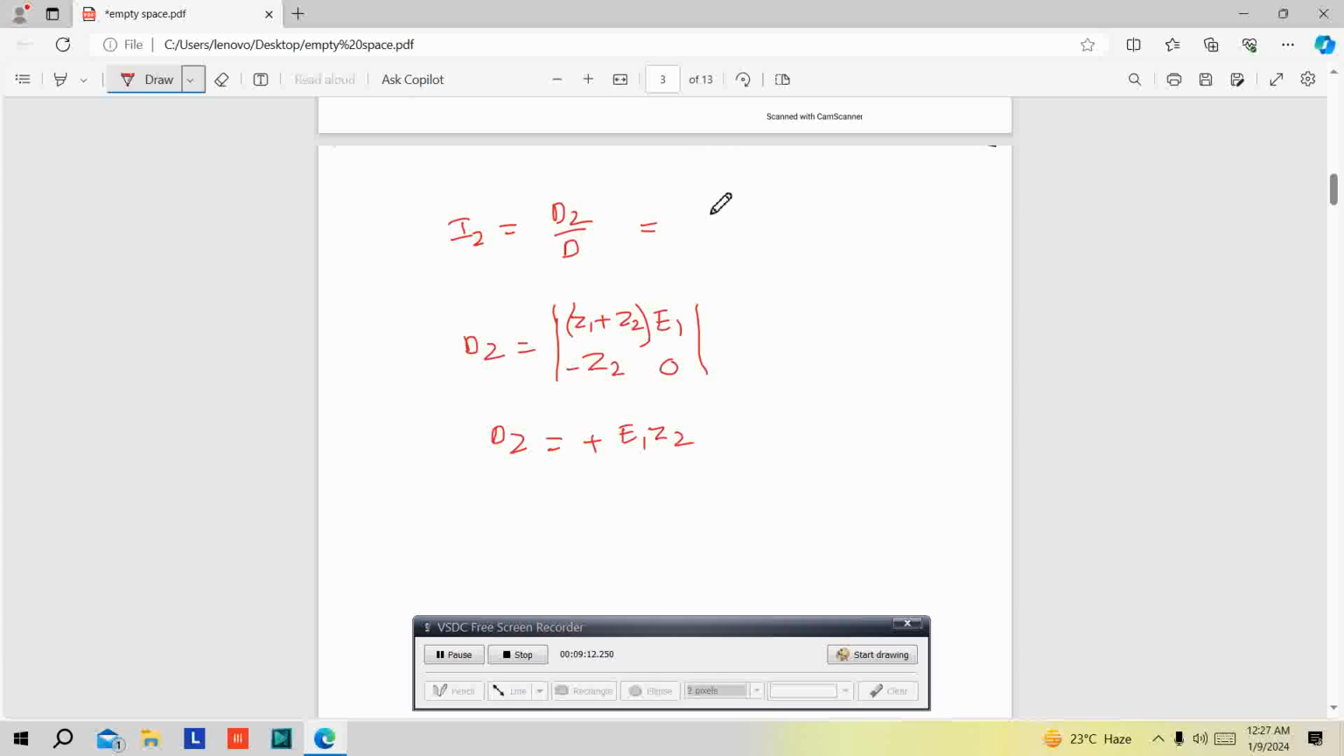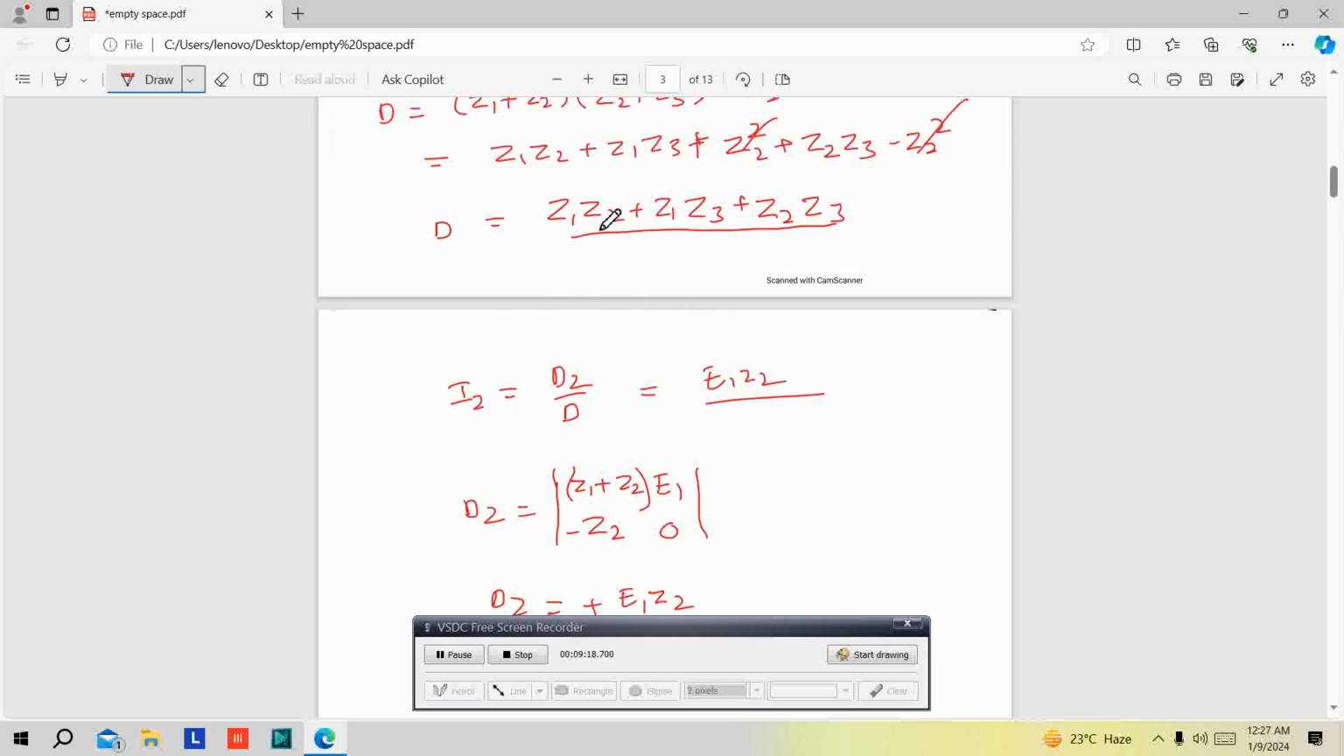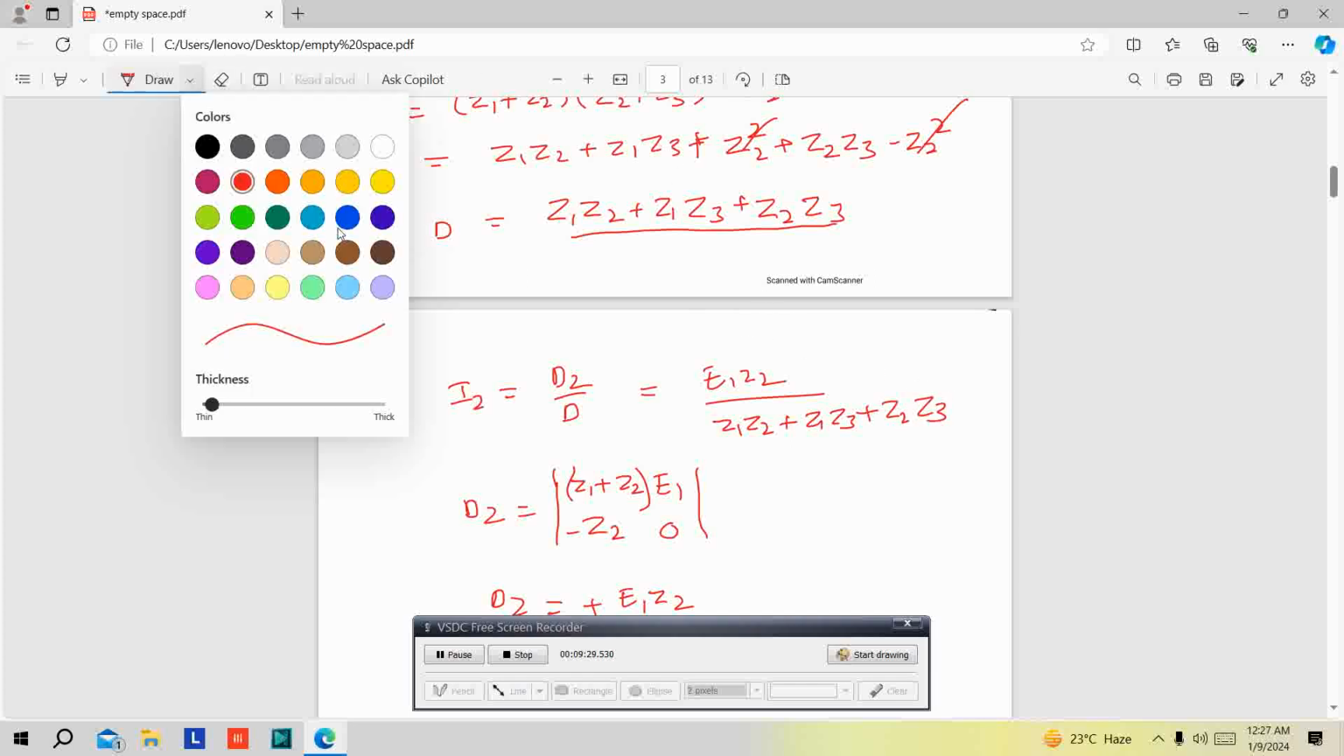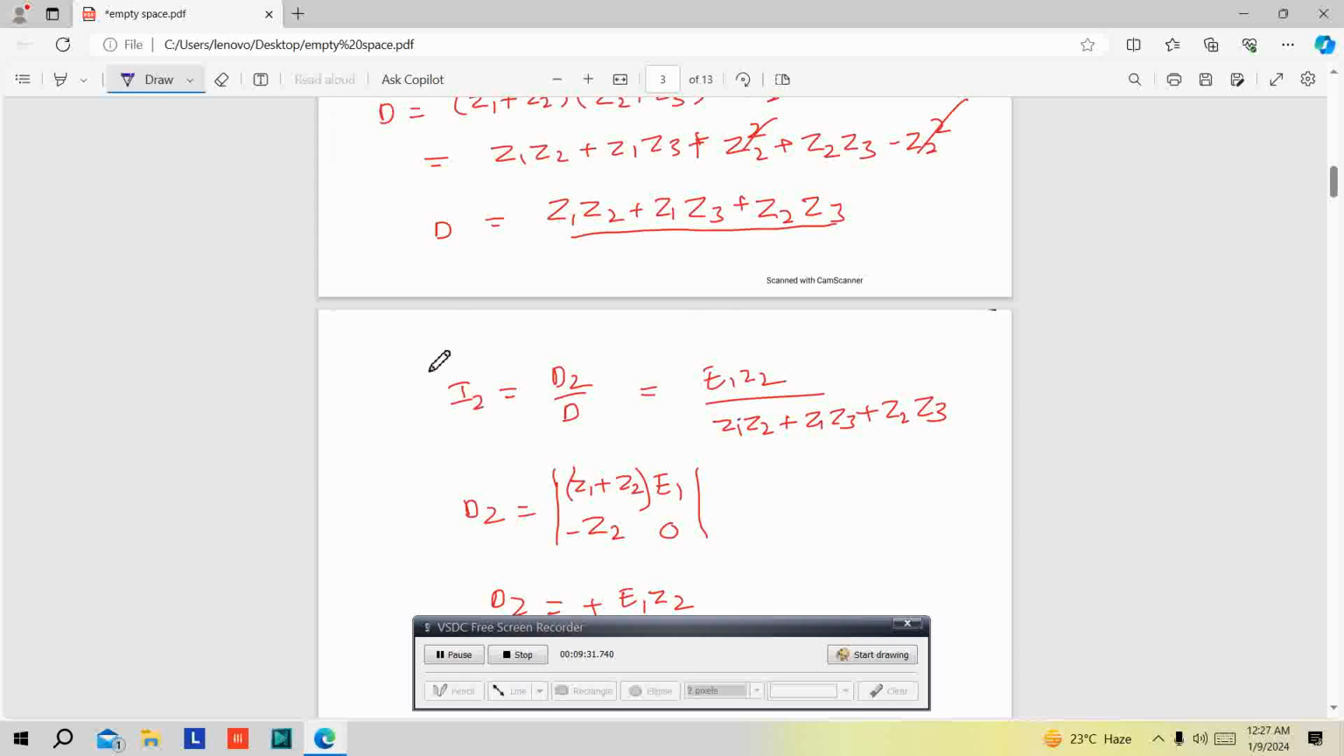Then calculate I2 very easily. D2 is E1 Z2 divided by D, which we already calculated: Z1 Z2 plus Z1 Z3 plus Z2 Z3. So we have calculated the current passing through the load using the normal method.